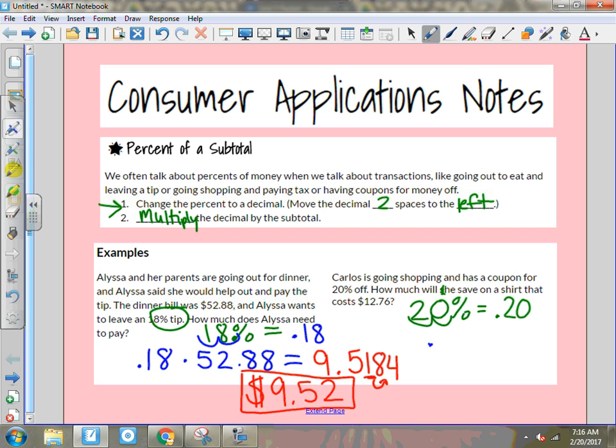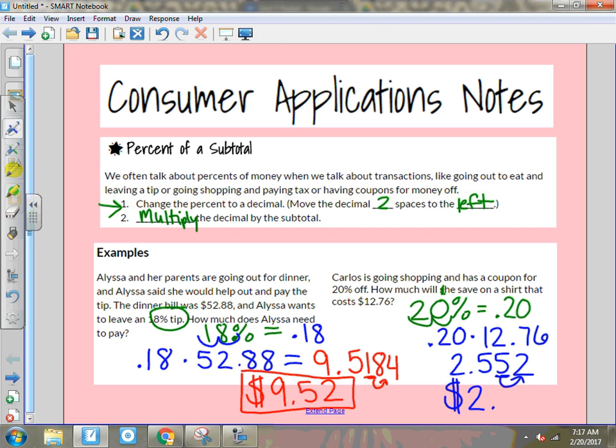So I'm going to use 0.20 times 12.76. And when I type that into my calculator, I end up with 2.552. And again, whenever we're talking about money, I can only have 2 numbers after the decimal. That 2 tells me to keep the 5 the same. So he saves $2.55.